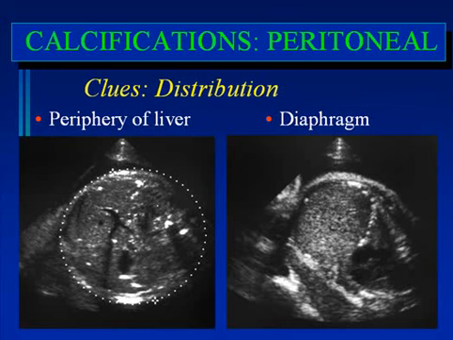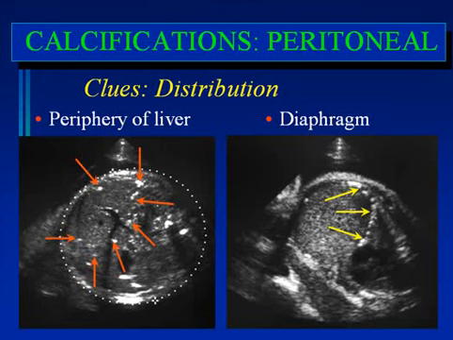One of the clues is to see the calcifications lined up all around the periphery of the liver, just outside the liver capsule, but not within the parenchyma of the liver as we see here. Another common pattern for calcifications that are peritoneal and due to meconium peritonitis is to see a curvy linear configuration of the calcifications along the undersurface of the diaphragm.